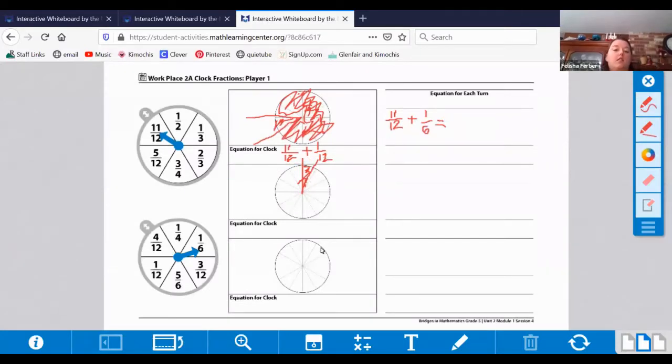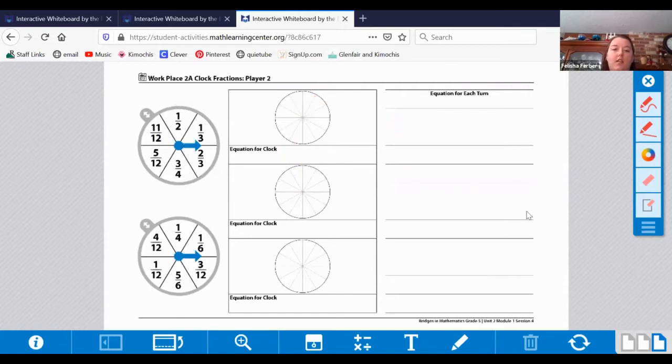Also, when you get to the last clock, I'll remind you when we get there, but you have to be able to completely fill in the clock. So if you only need a 12th to finish the clock, then you have to spin a 12th in order to finish the clock. Which you can't do. If you look at these, you get a 12th, but it has to add to something else. So, all right, player 2, spin.